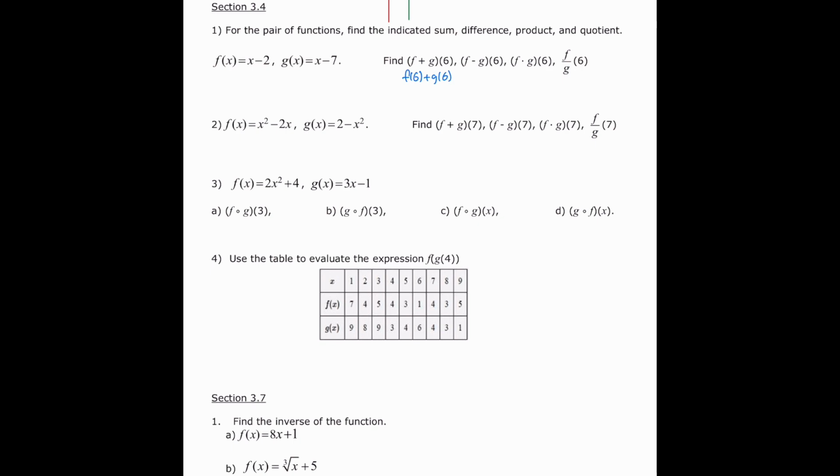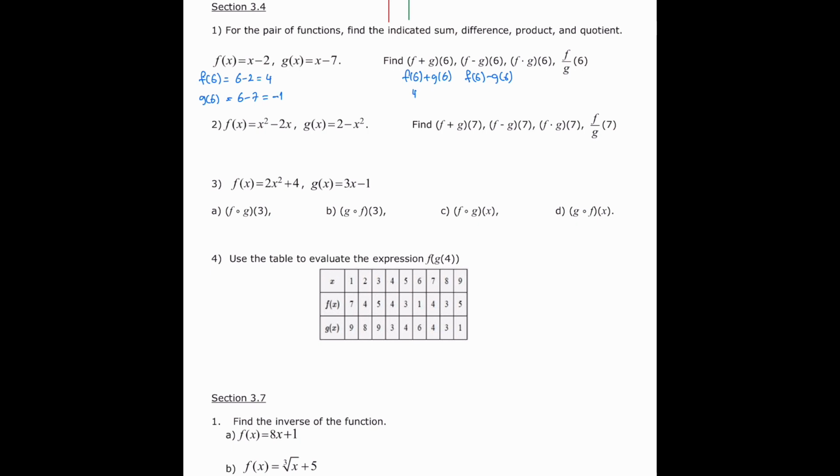And f minus g of 6 is f of 6 minus g of 6. So you see what's going on here. So it will be beneficial to find f of 6 and g of 6. F of 6 is equal to 6 minus 2, which is 4. And g of 6 is equal to 6 minus 7, which is negative 1.